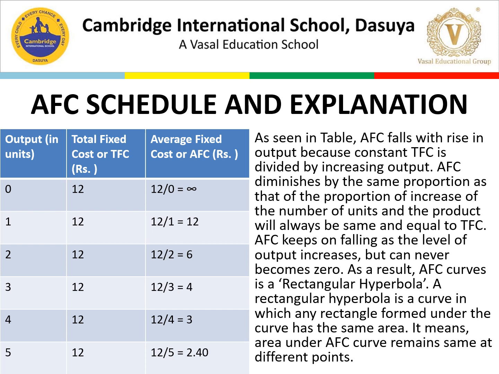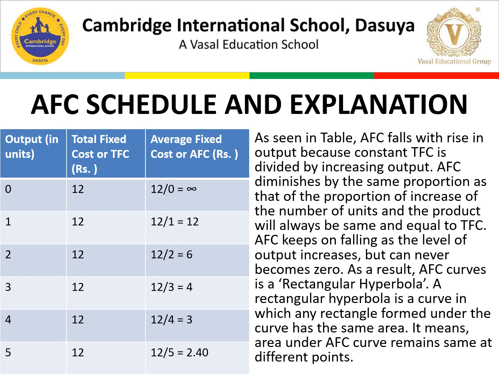Okay, so as a result, the AFC curve is a rectangular hyperbola. This is a very important term. Now what is a rectangular hyperbola? A rectangular hyperbola is a curve in which a rectangle formed under the curve has the same area. The rectangle formed under the curve will have the same area. So it means the area under the AFC curve remains the same at different points. So everything's area will remain similar.